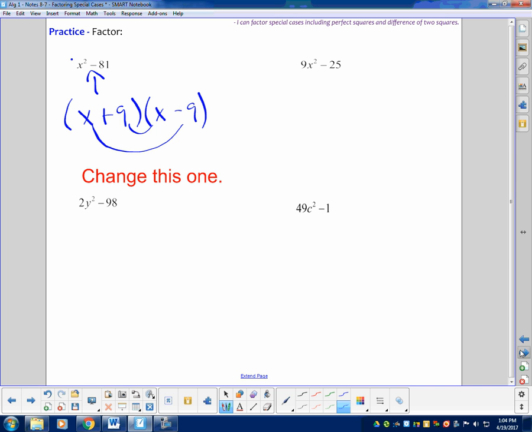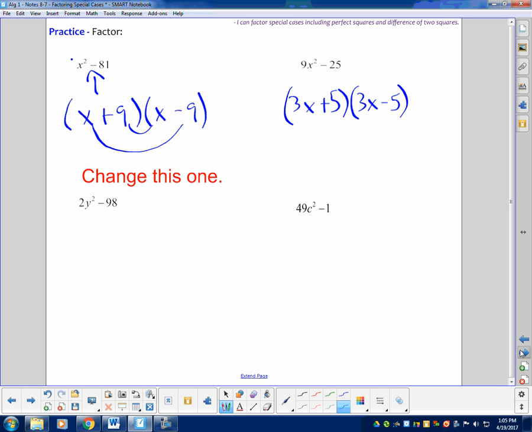Let me just do a couple more here. What about this one? 9x squared minus 25. What's the square root of 9x squared? 3x. What's the square root of 25? 5. So we have 3x plus 5 and 3x minus 5, and we're done, as long as it's a difference of squares.